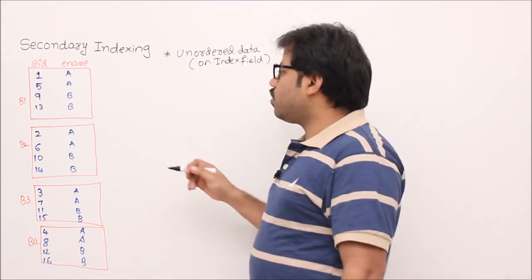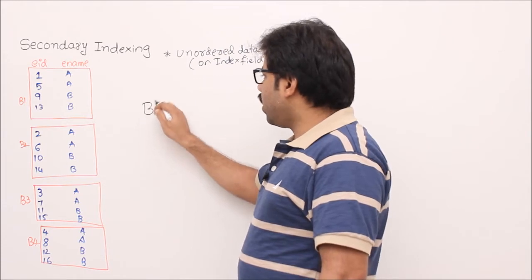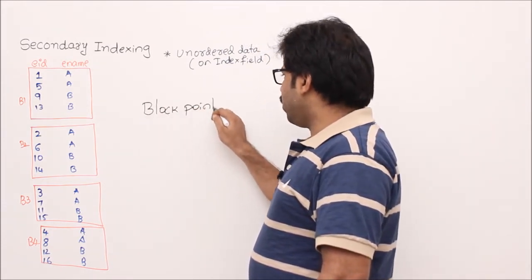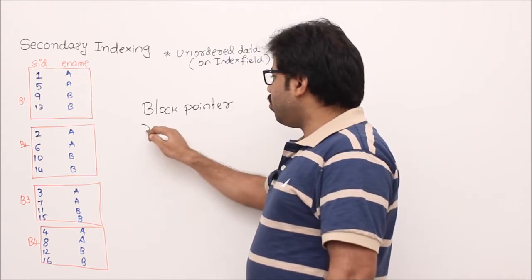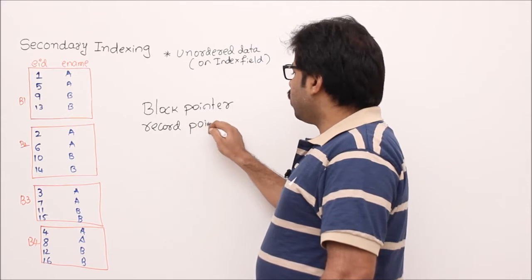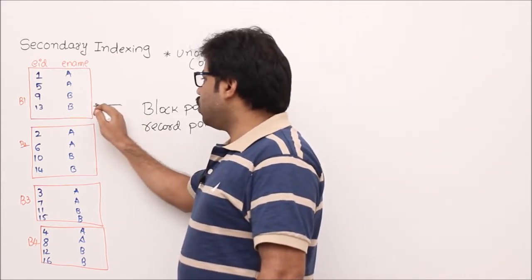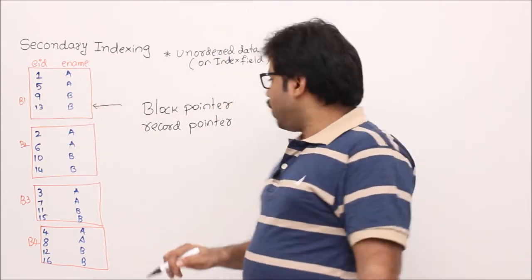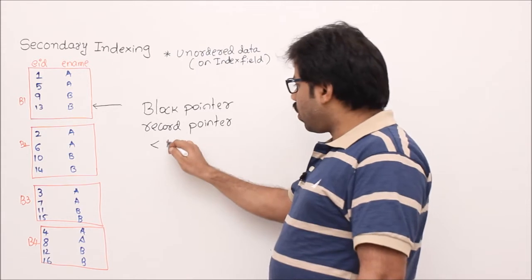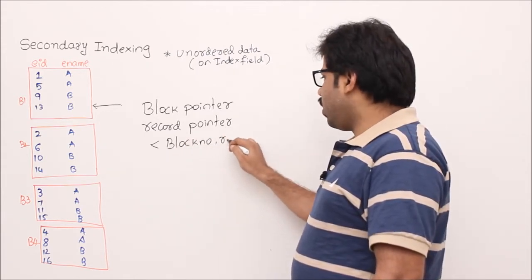Here I would like to tell you one more thing. Usually there are two ways we can maintain pointers. One is block pointer, the second is record pointer. What is the difference between block pointer and record pointer? Whenever I say block pointer, it points directly to the block. That means you reach the block. Whenever you have a record pointer, it will have the block number and the record offset. I will tell you what record offset is.